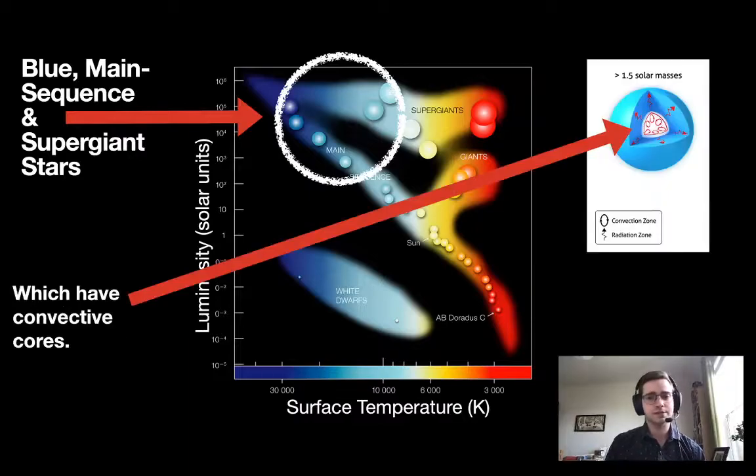So when we talk about the insides of massive stars, these stars have convective cores at the center, so it's swirly and turbulent there. And then outside of that, they have stable radiative zones. We'll come back to this in a couple of slides, but just keep in mind that's the structure of the stars that we're talking about.